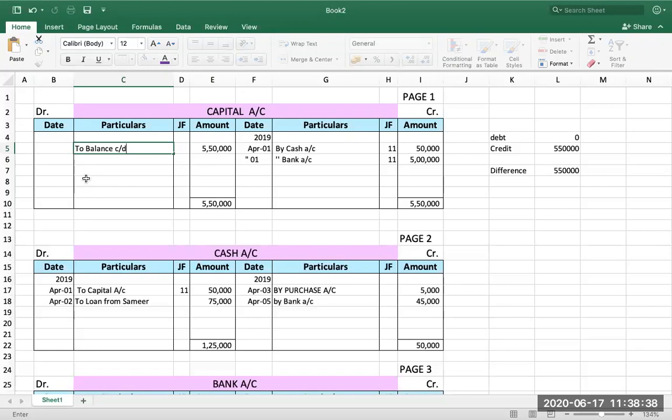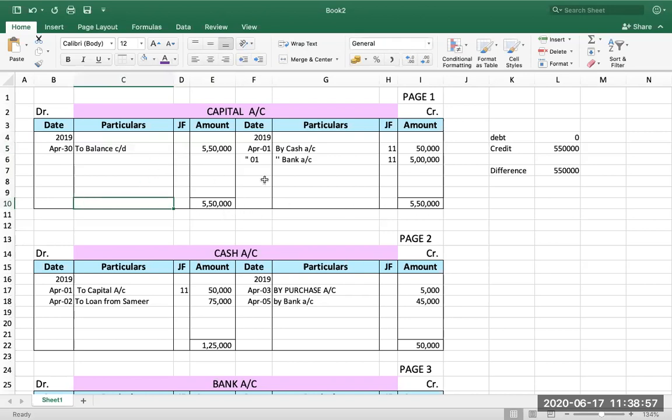Okay, it is OFF. And because it is done at the end of the month, here we are going to write 2019, and April's last day is the 30th. So you'll write April 30th. And this total will be balanced.